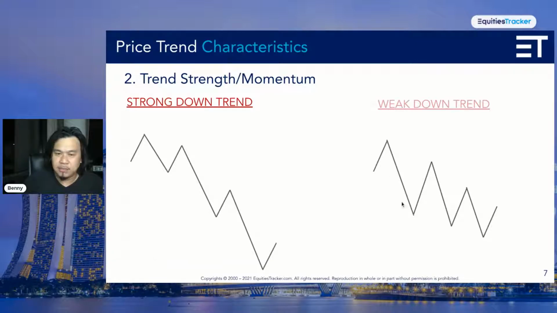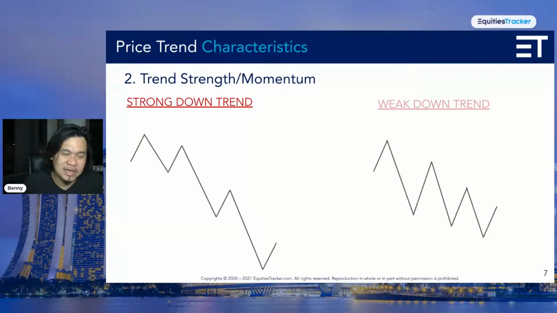If the price goes down and it's weaker, that means the momentum or the rate of change is lower. Then we see that although the price is going down, there's quite a number of support levels here. There is buying interest that prevents the price from going down very fast. So by understanding these characteristics, we basically know what to expect of a trend.